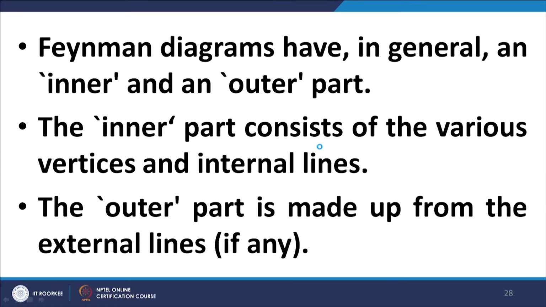Now, we come to symmetries, as I mentioned. The Feynman diagrams can be separated into two parts, the inner part and the outer part. The inner part consists of the vertices and internal lines, the outer part consists of the external lines. The inner part is related to the symmetry factor, the outer part is related to what is called the multiplicity. Now, what are the rules for the symmetry factor?